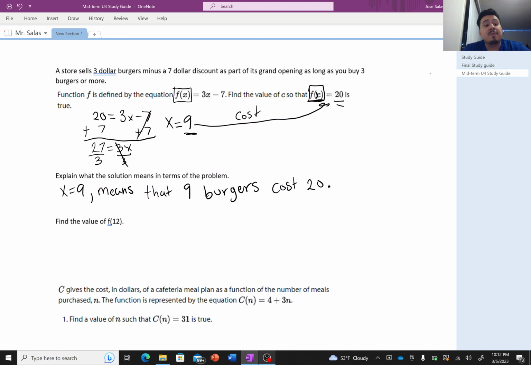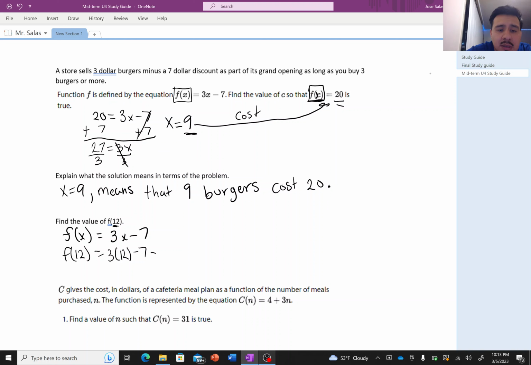Last problem. It says, find the value of f of 12. So f of 12. Ooh, so check this out. When the number is on the inside of our parentheses, we're going to take our formula. So our original formula is f of x is equal to 3x minus 7, right? When we see a number inside those parentheses, guess what? That replaces all our x values. So we're going to end up having f of 12 is equal to 3 times 12 minus 7.